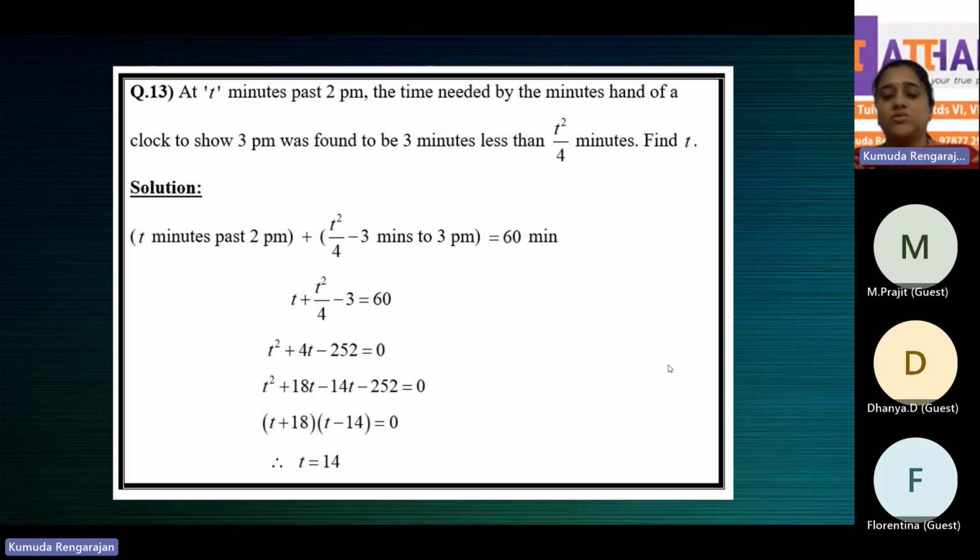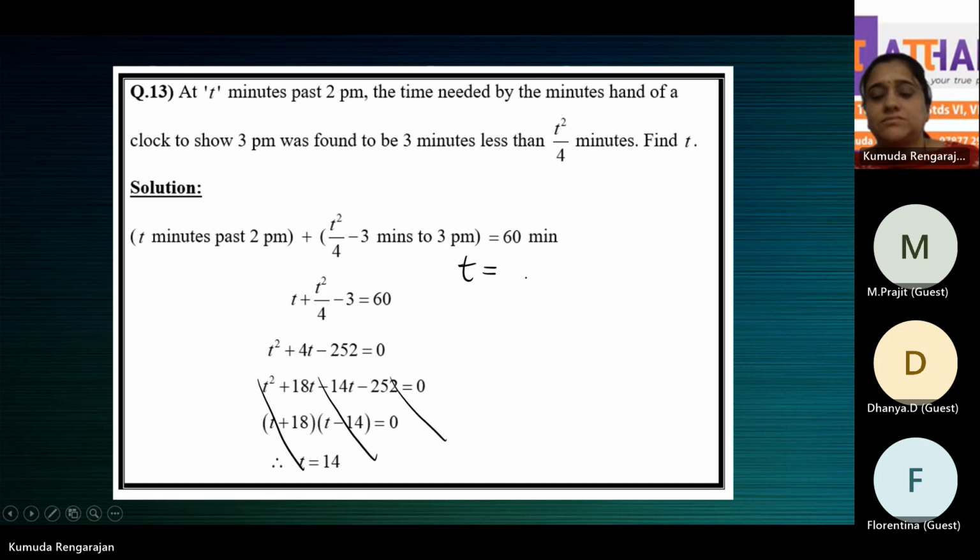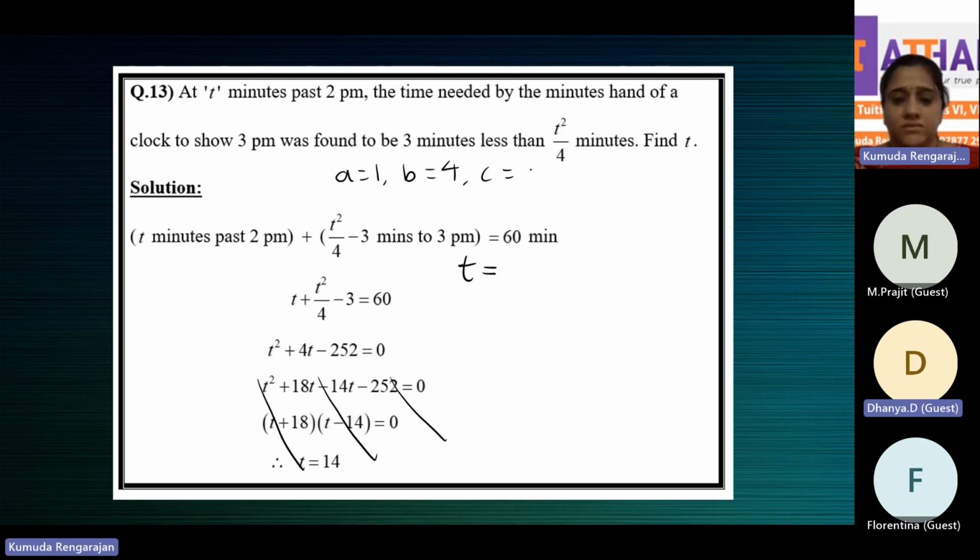Let us solve this using the quadratic formula, children. So, how should I write? I should not write X is equal to, T is equal to, because the variable is T. T is equal to minus B. So, what's minus B? What are the values of A, B, and C? A is 1. B is 4. C is minus 252. Okay, let us find D.